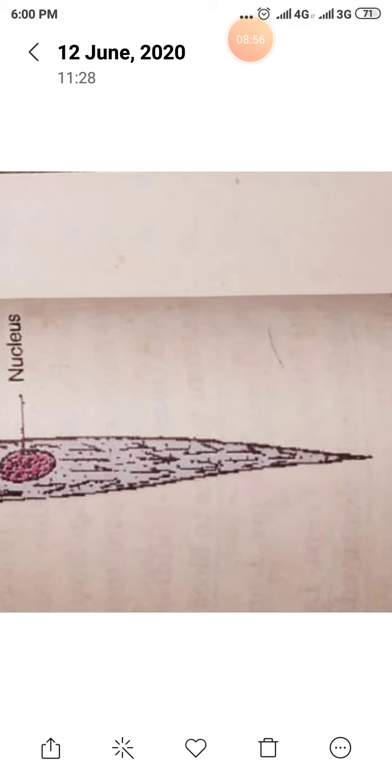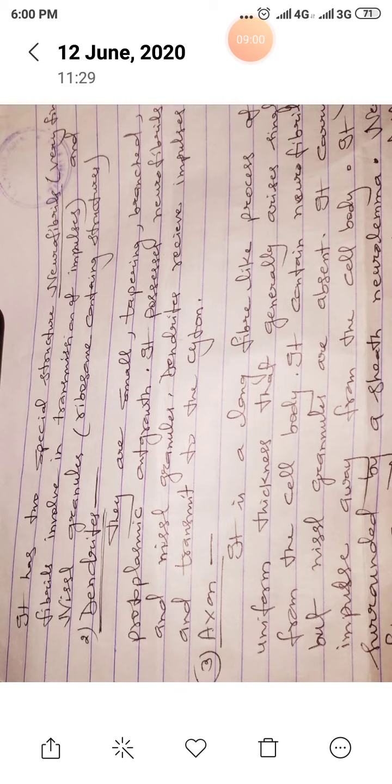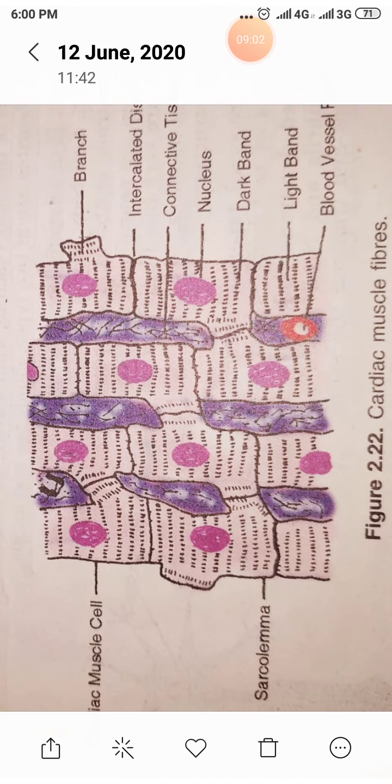Now we observe the third type of cell, cardiac muscle. Cardiac muscle has a single nucleus, intercalated disc, dark and light bands, nucleus, along with sarcolemma and sarcoplasm.